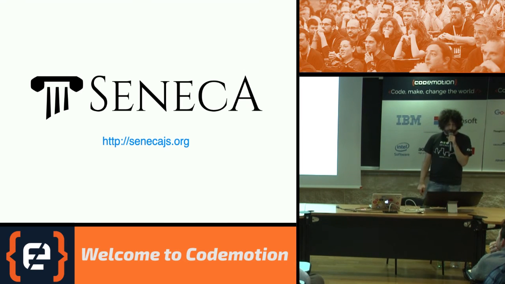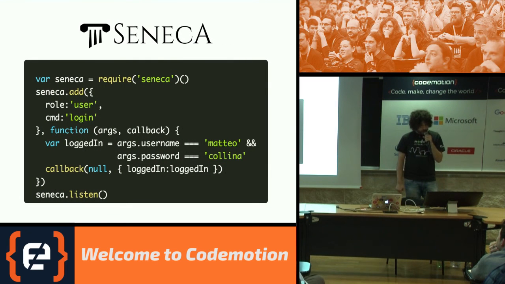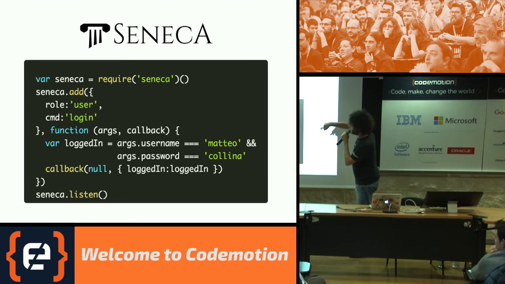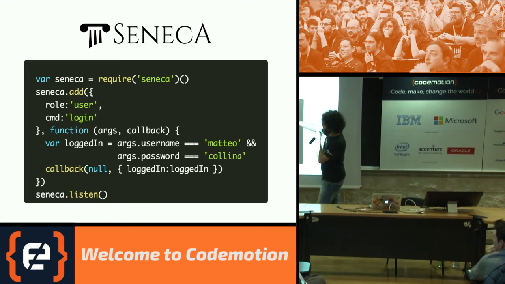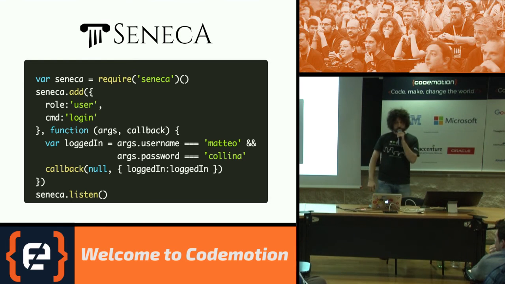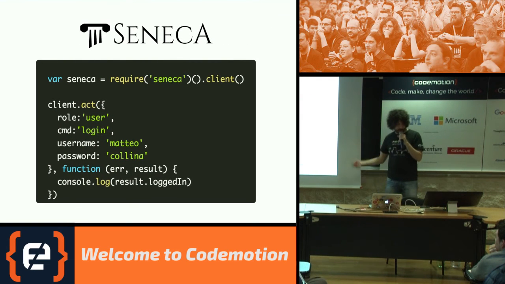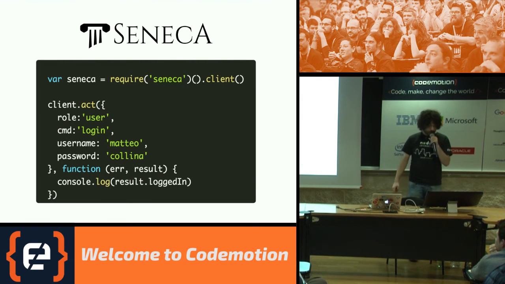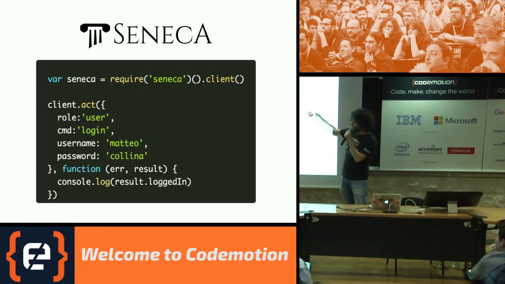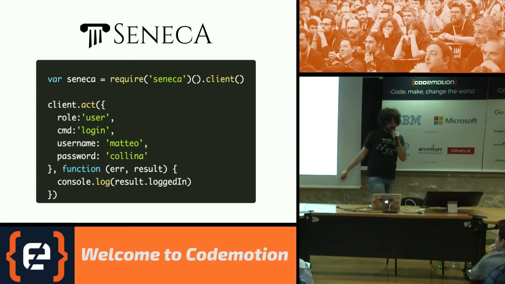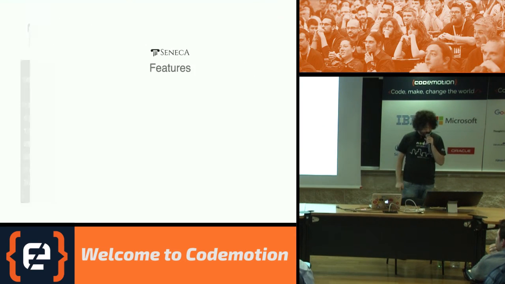Seneca is a framework for developing microservices. You instantiate Seneca, you call add with your role, and you specify your function. Then you call listen. You launch this, and this is a process that stays around. Then on the other side, or on the same box, you create a client, and you just call act to execute the microservices, and this thing will work.